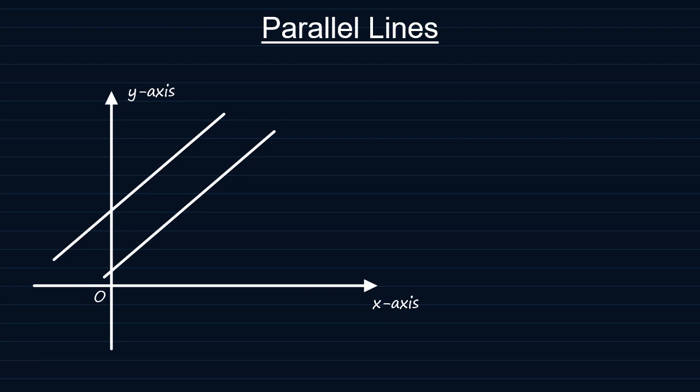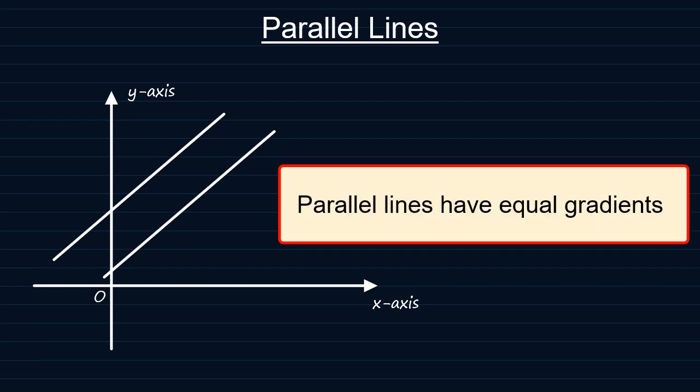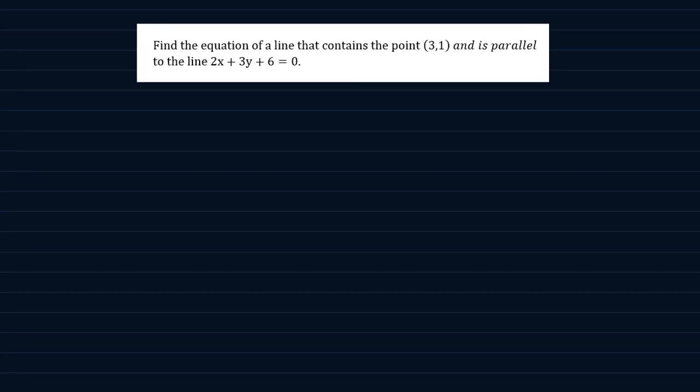Now, it's important for you to know that parallel lines have equal gradients. This is simply because of the fact that parallel lines always face the same direction and they have the same slope.